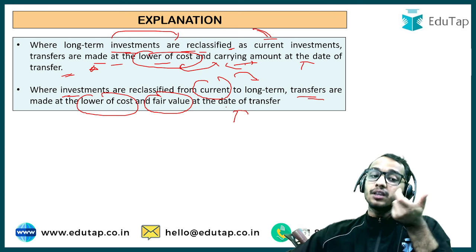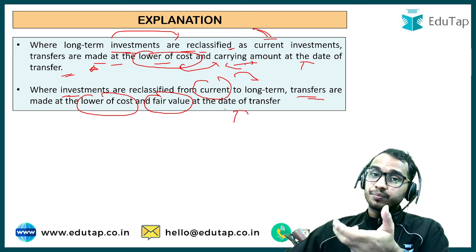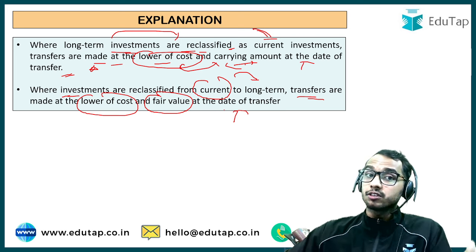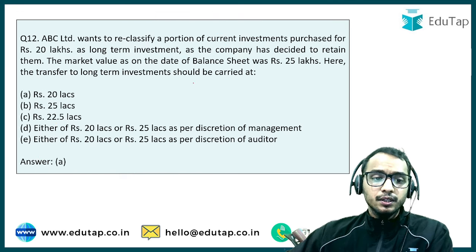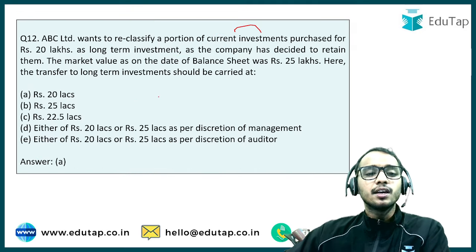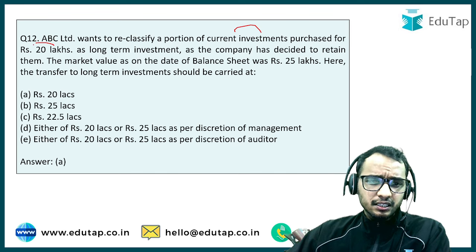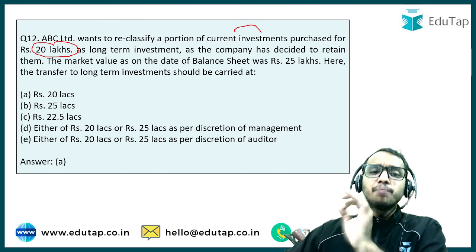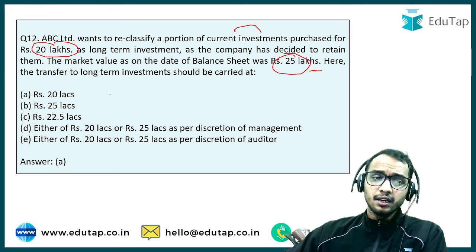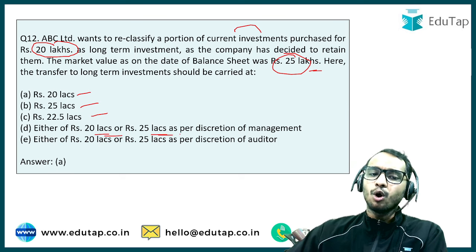So you have to look at the cost and the fair value, and whichever is lower, you carry your long-term investment at that amount, because you are reclassifying current investment to long-term investment. Now in this question, we are reclassifying our current investment, that is the second case. Look at the cost: the cost is 20 lakh, and the market value as on this date is 25 lakh, but you have to take the lower of the two values.